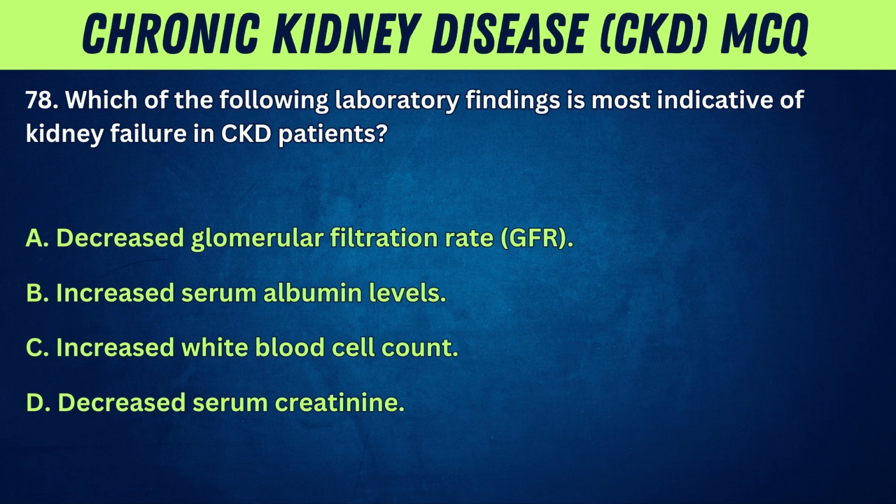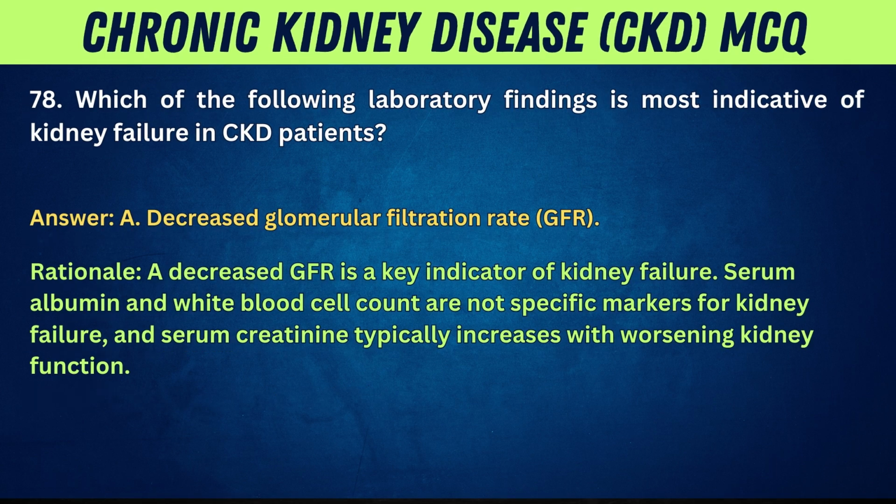78. Which of the following laboratory findings is most indicative of kidney failure in CKD patients? A. Decreased glomerular filtration rate, GFR. B. Increased serum albumin levels. C. Increased white blood cell count. D. Decreased serum creatinine. Answer: A. Decreased glomerular filtration rate, GFR.